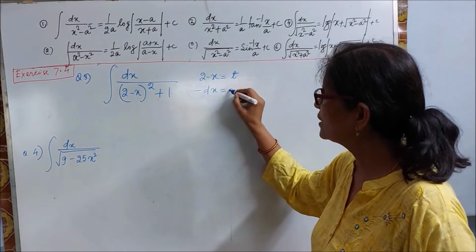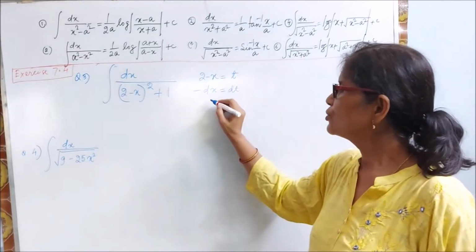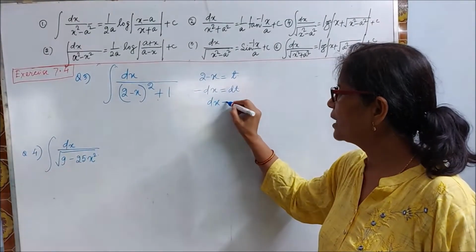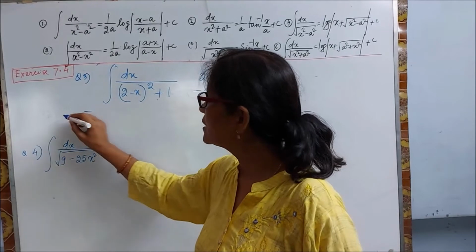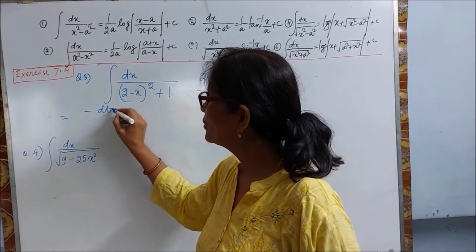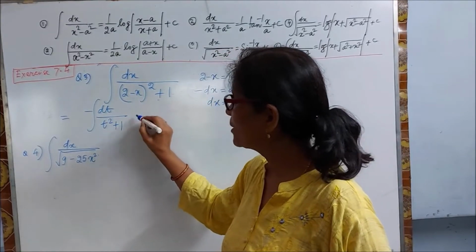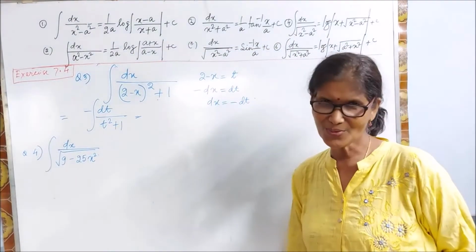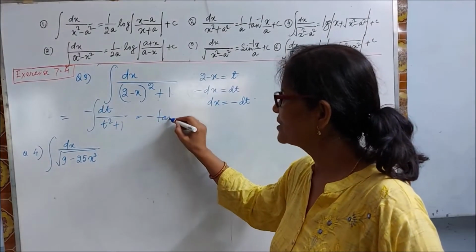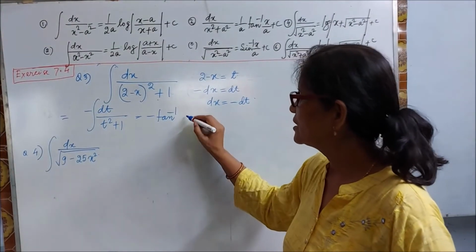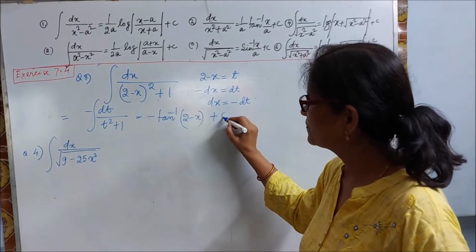Don't ignore the sign. It will be negative. Minus x is minus dx. So dx will be how much? Minus dt. Now replace. So it will be minus dt upon t square plus 1. What is the integral of 1 by t square plus 1? Tan inverse t, of course. We did 2-3 questions. So minus tan inverse t. What is t? T is 2 minus x, plus c.